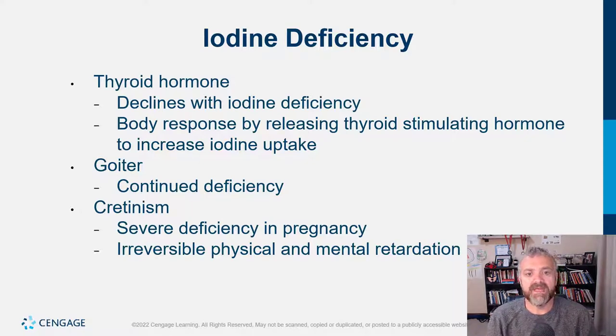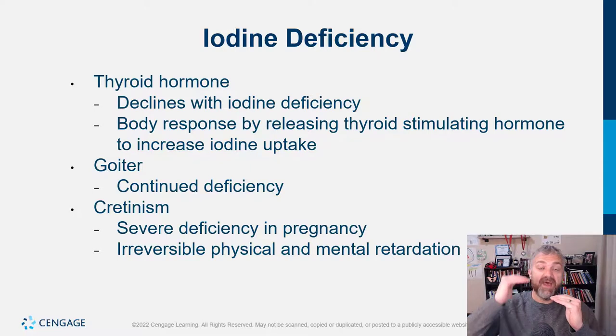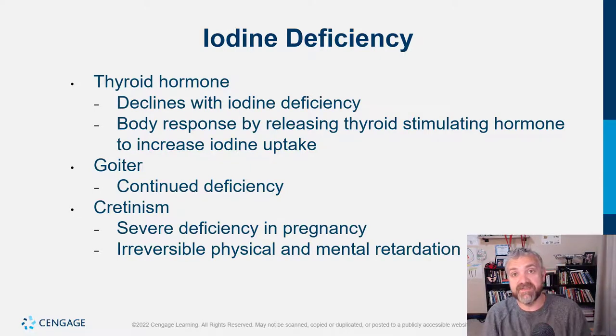All right, so if we don't have enough iodine, we won't have enough thyroid hormone. Your body responds by releasing something called thyroid stimulating hormone to increase iodine uptake. Thyroid stimulating hormone comes from the pituitary gland. So if you go to the doctor and you're iodine deficient, they would see low thyroid hormone levels and high thyroid stimulating hormone levels, because your body's trying to find the iodine it needs to make thyroid hormone.